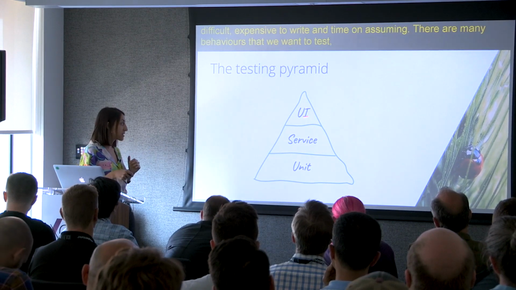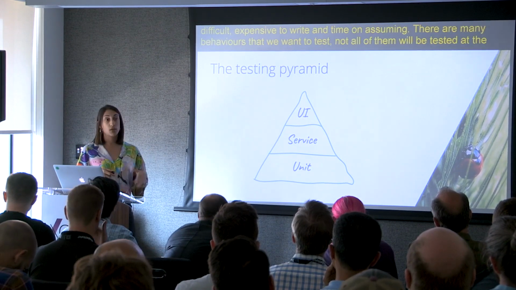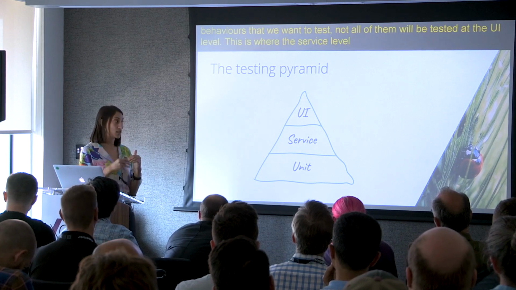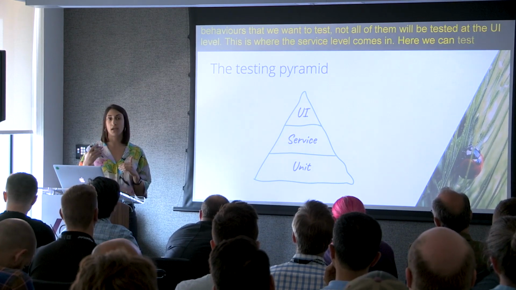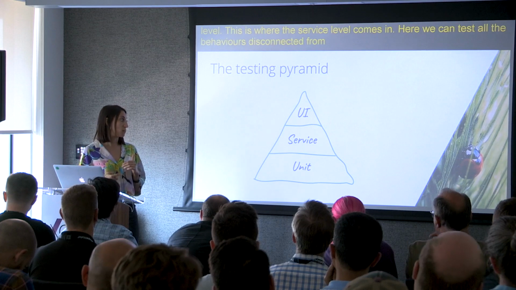And here is where the service layer comes in. Here we can test all those behaviors but disconnected from the UI, and this is going to make our tests faster and less brittle. So the problem was that companies were completely ignoring the service layer, and they were filling that gap with lots and lots of UI tests.